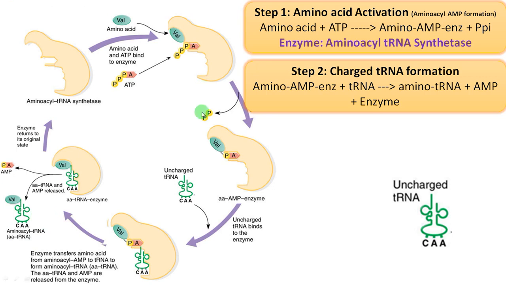Here the use of phosphorylation or ATP is the transfer of a high energy bond to this tRNA molecule, and this stored energy is finally used for the formation of peptide bond during translation.